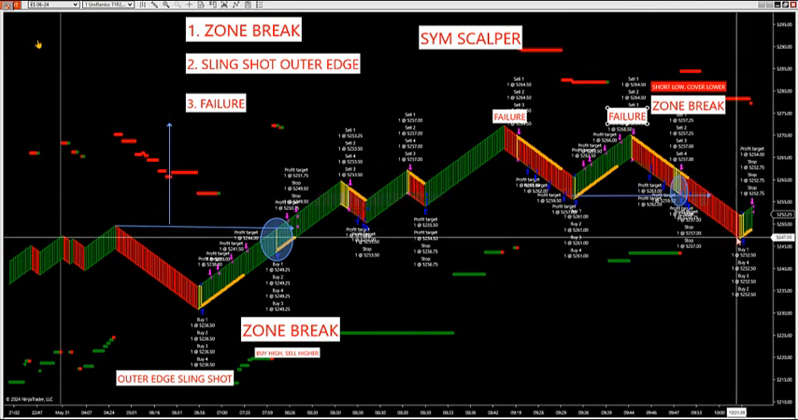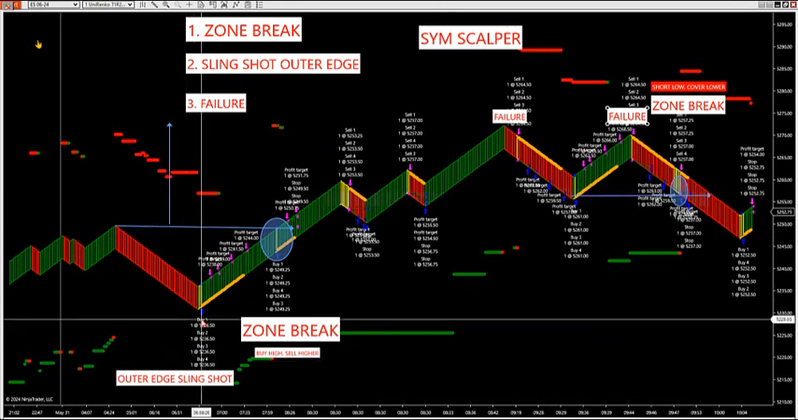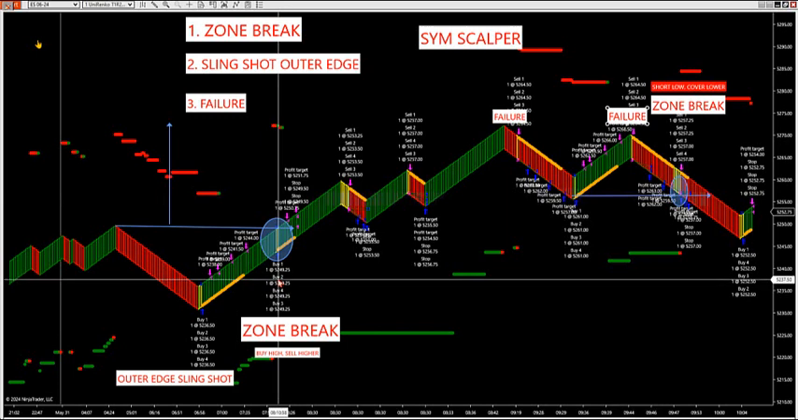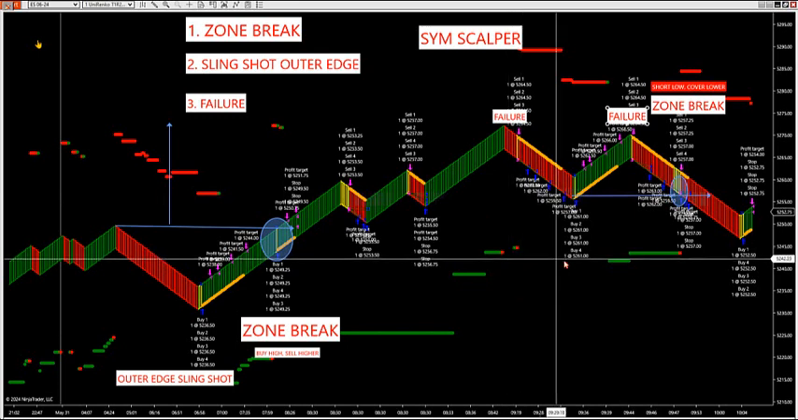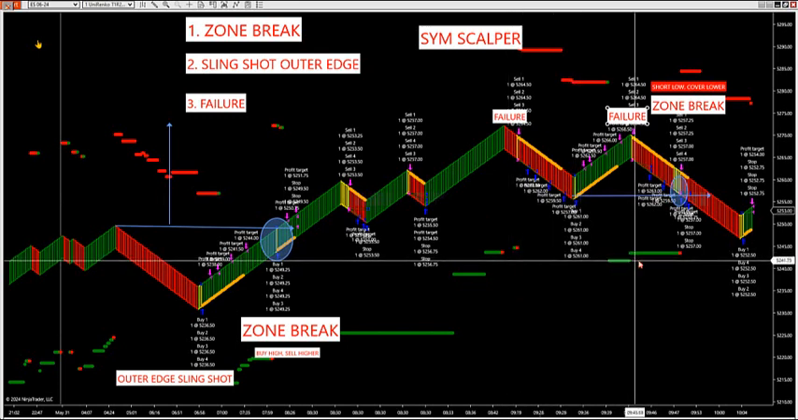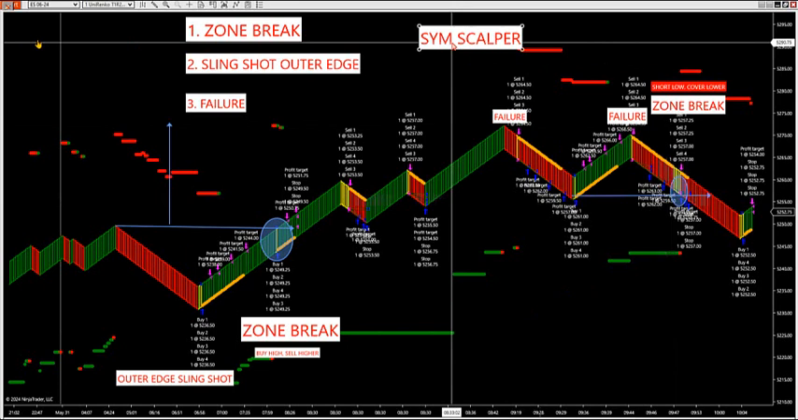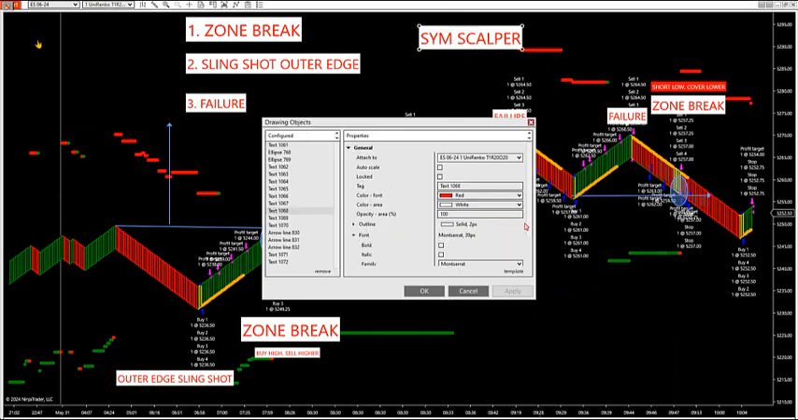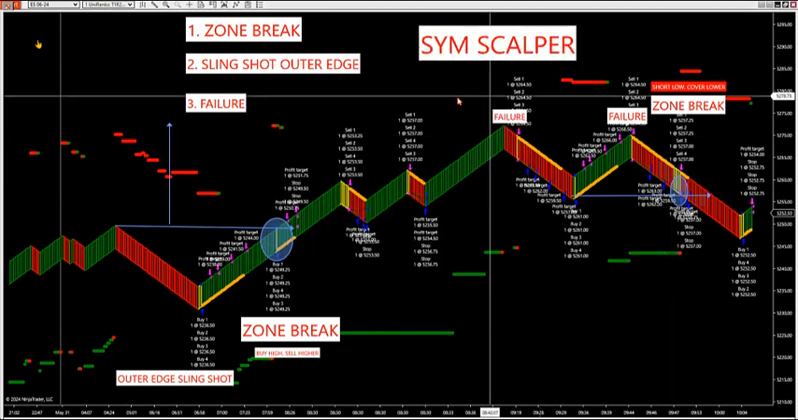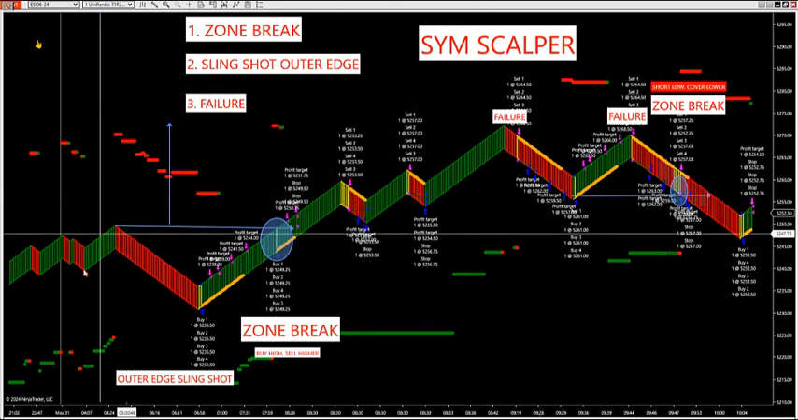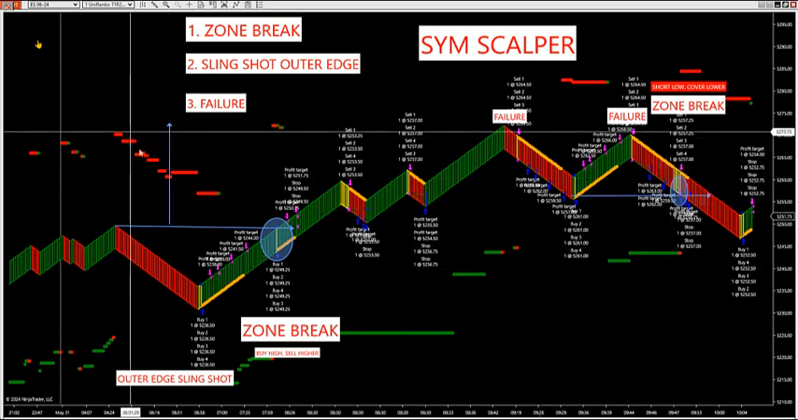Now I just went into another slingshot here. So look at all these trades today. Let's go through them. This was an outer edge slingshot. This is a zone break to a new high. Slingshot, slingshot, failure, slingshot, failure, zone break, slingshot. Everything's pre-programmed into this guy called the SymmScalper. If you look at the last video, I go exactly into the settings on it. So this is just to recap what it's done. Now, let's take a look since midnight. I turned this on. Remember, we try to educate you guys. This is an educational room.